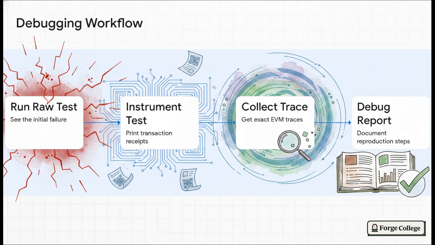Step 1, we run the raw test, just to see the initial failure. Step 2, we instrument that test so it prints receipts. Step 3, we collect the deep trace data. And finally, Step 4, we write the debug report. This exact workflow is what turns a simple, annoying failing test into an undeniable piece of actionable evidence.